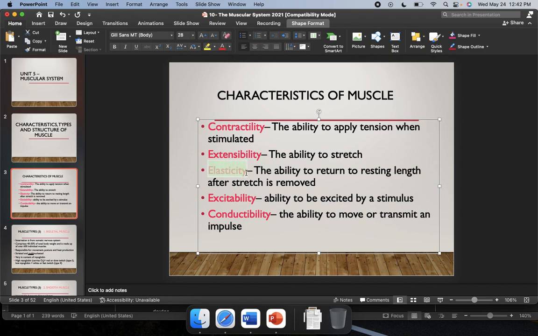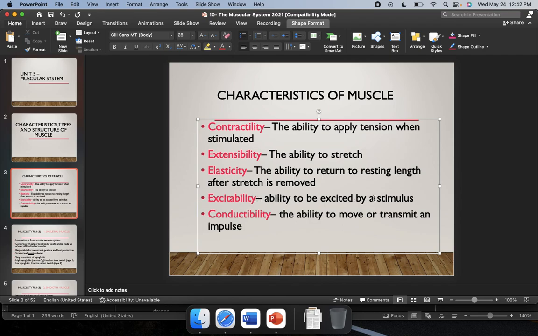Additionally, muscles need to be elastic. When that stretch is removed, they need to be able to return to a resting length. So when we do a concentric contraction of our biceps brachii muscle, that triceps needs to be able to stretch. However, when we release that contraction of the biceps brachii, the triceps need to be able to return to that pre-stretch state. Last 2 characteristics here, excitable.